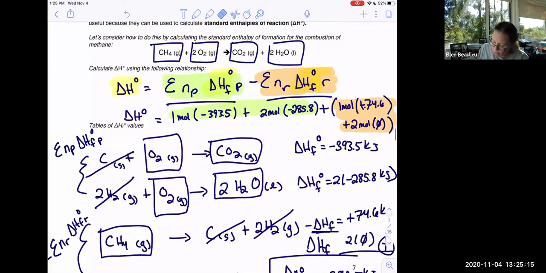I probably overcomplicated it by trying to show you how it's an application of Hess. You can always just use this mathematical relationship and don't do anything to the signs. Just use this mathematical relationship: the energies of the products minus the energies of the reactants.